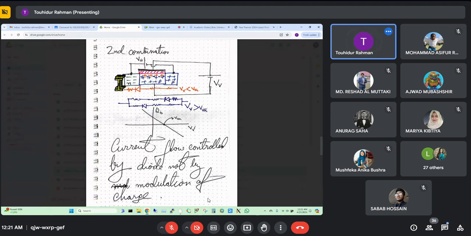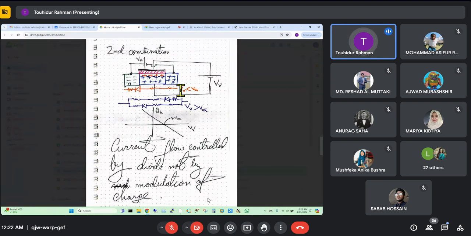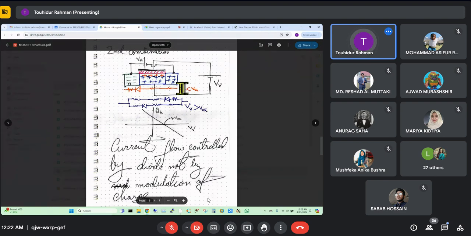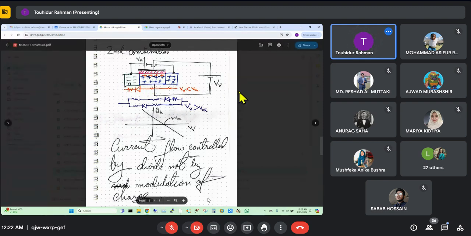So in this particular structure, current can flow only in this direction, from right to left. But we cannot flow the current from left to right because of this diode.